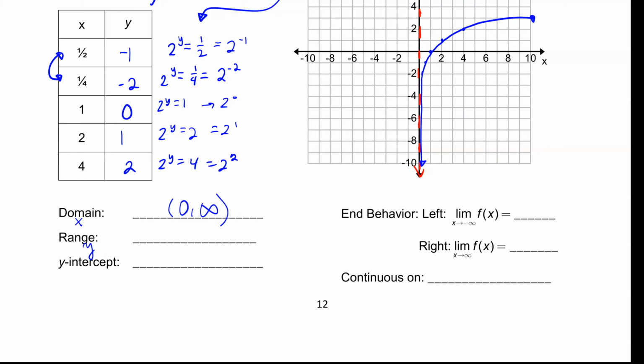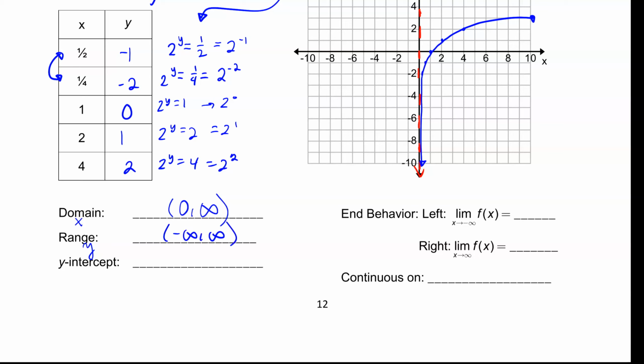Exactly. Range, D, what's the range here? Exactly. So I can pick larger and larger numbers, larger x values, and the y is just going to keep increasing. And then since I have an asymptote, I have to follow that vertical asymptote all the way down.